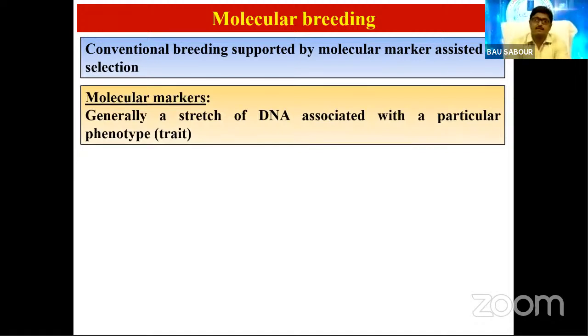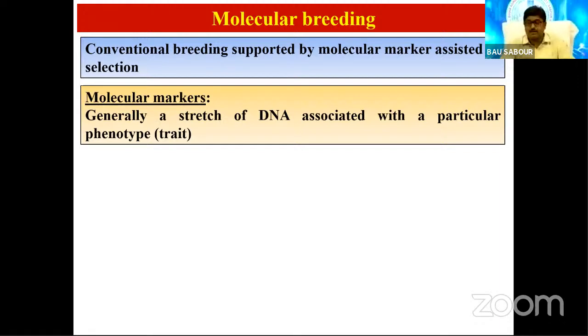So the molecular markers are generally a stretch of DNA which is associated with a particular phenotype. If we go back to Mendelian genetics, we know that each and every character is governed by some genes. Mendel proposed it to be a single gene. Later, we came to know that more than one gene can be involved in governing a particular character. So the molecular marker depicts to us the variation in that very gene that is associated with a particular phenotype.